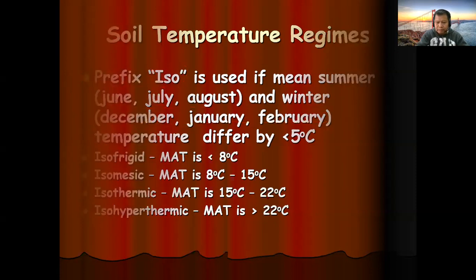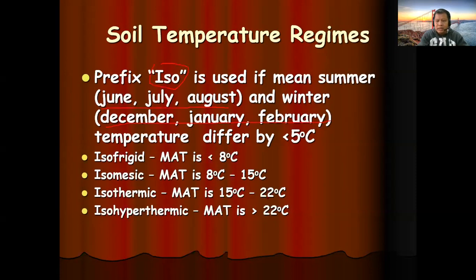So meaning to say, all we have to do is just to add a prefix iso when the difference between summer and winter temperature of that particular soil temperature regime varies by less than 5, then we have to add an iso prefix, such as for this particular example. Okay? So please try to understand this one because posibleng lumabas ito sa board exam. Okay, so let's proceed.